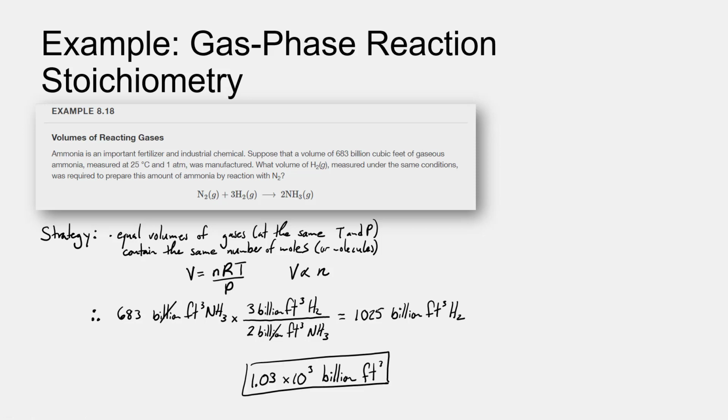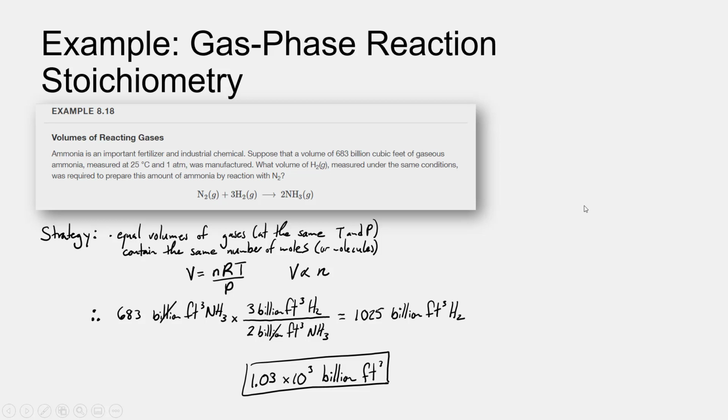Checking out our sig figs, it's ambiguous here, but probably the 1 atmosphere is an exact pressure, and 25 degrees Celsius, again, is probably an exact temperature. So the number of sig figs called for based on the problem setup is a little ambiguous. I'm going to assume that we're entitled to 3 sig figs based on the 683 billion cubic feet measurement, because we should be able to measure atmospheric pressure and temperature to a greater degree of accuracy than 1 or 2 sig figs. So I'm going to keep 3 sig figs in my answer here, but you can make an argument for 2 or 1 sig fig. 1.03 times 10 to the third billion cubic feet of hydrogen are needed to complete this reaction.